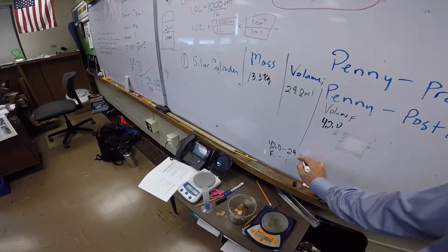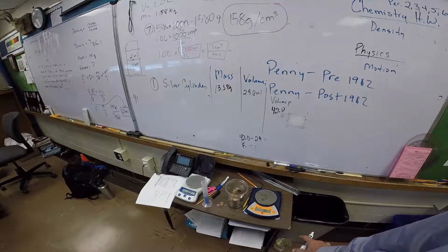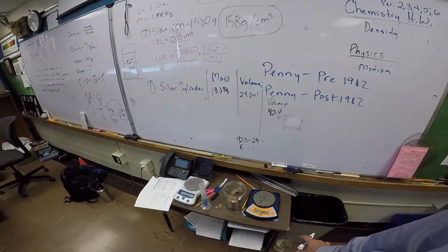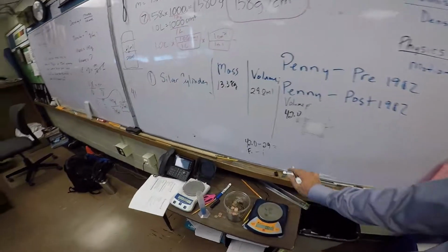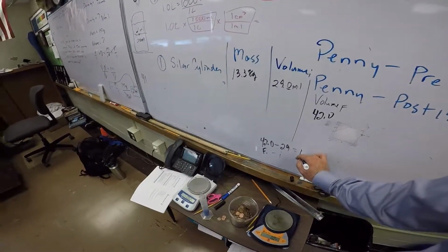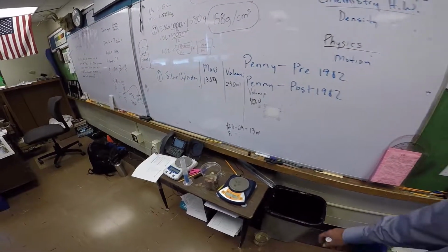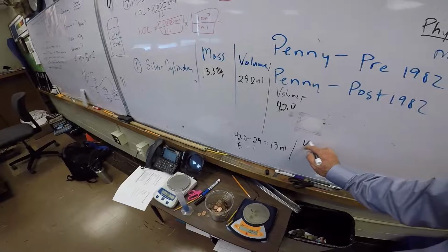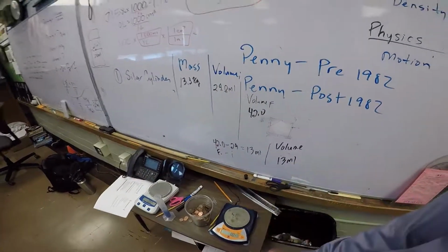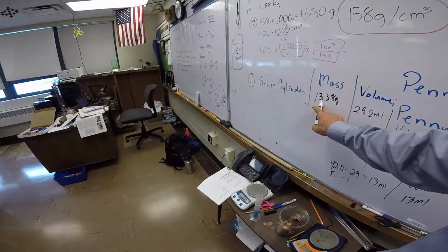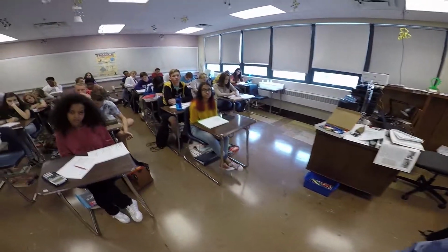So that's going to be equal to, what is that, 13, all right? So that would be your volume. There's a last column for the volume, 13 milliliters, and you have your mass. Then you're going to find the density. Make sure you solve this for the correct number of significant figures.